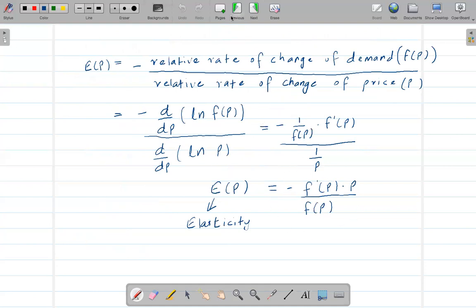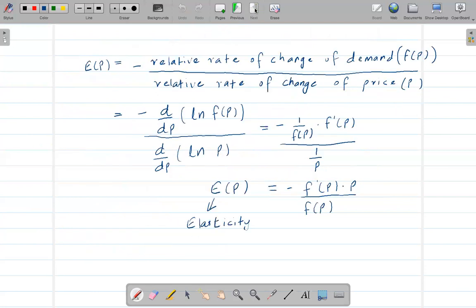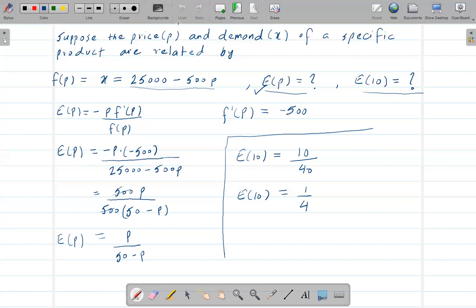So yeah, please review these things, and you will see similar problems like this on the homework as well. That's it for this section. And like I said, for this exam 2, I think I've covered everything that I want to cover. The exam 2 will be over sections 3.2 to 3.7.